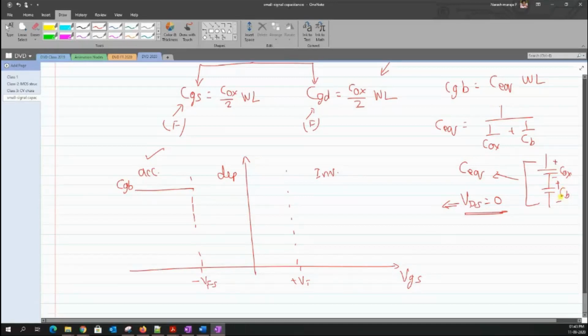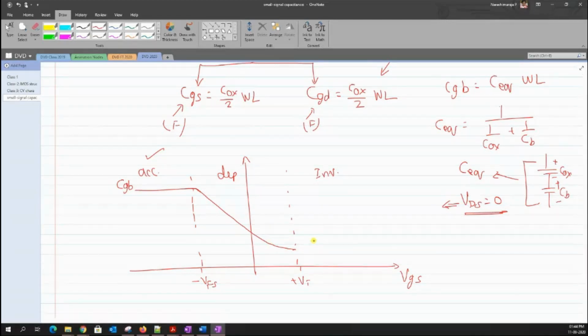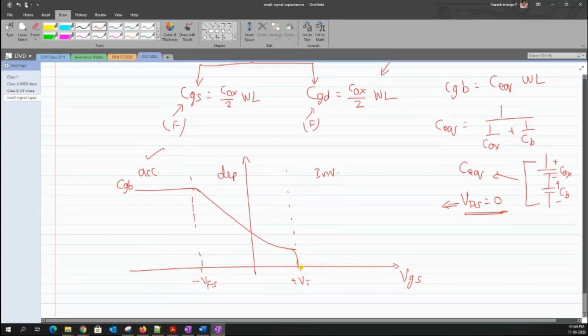And the moment we raise this value of CB, the effective capacitance steps down, and then it moves all the way down to some minimum value. We are not worried about that minimum value. After that, what happens to the value of CGB when I'm getting into the inversion region? Do we have any connection with respect to the body? No. Now, obviously, the CGB goes down to 0. Am I right? So this graph only talks about CGB.